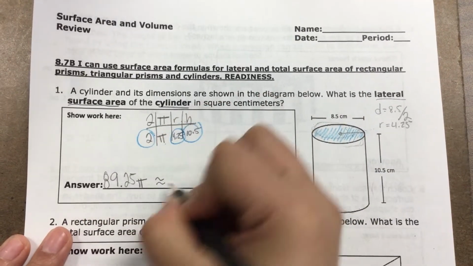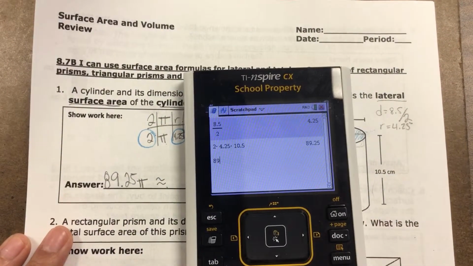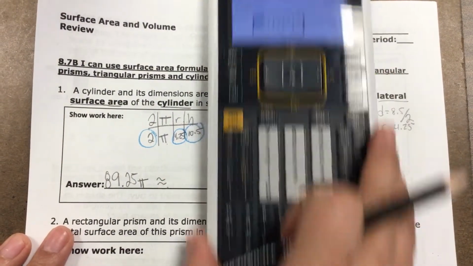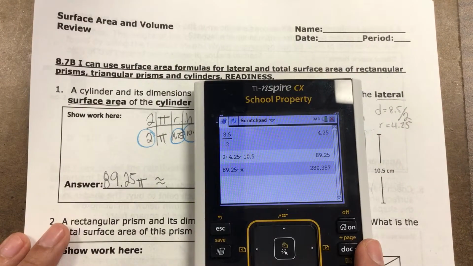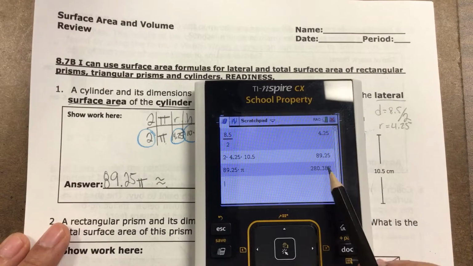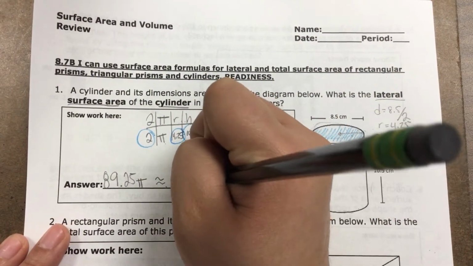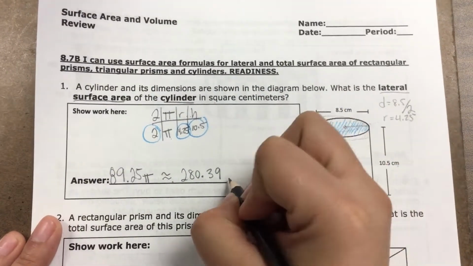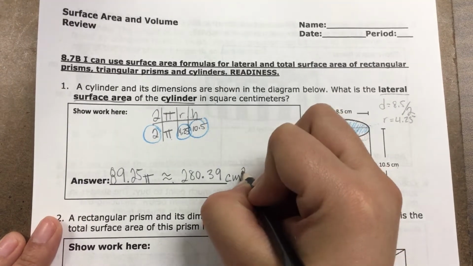This is approximately, remember this symbol means approximately, so let's go ahead and do 89.25 times pi. Remember, your pi button is right here next to the H. Go ahead and click that. Enter, enter, 280.387. Now we want to round to our nearest hundredth, so it's going to be 280.3, and this 8 is going to round up to 9. 280.39. Let's go ahead and look at our units. We have centimeters, and we're talking about the surface area, which is squared.